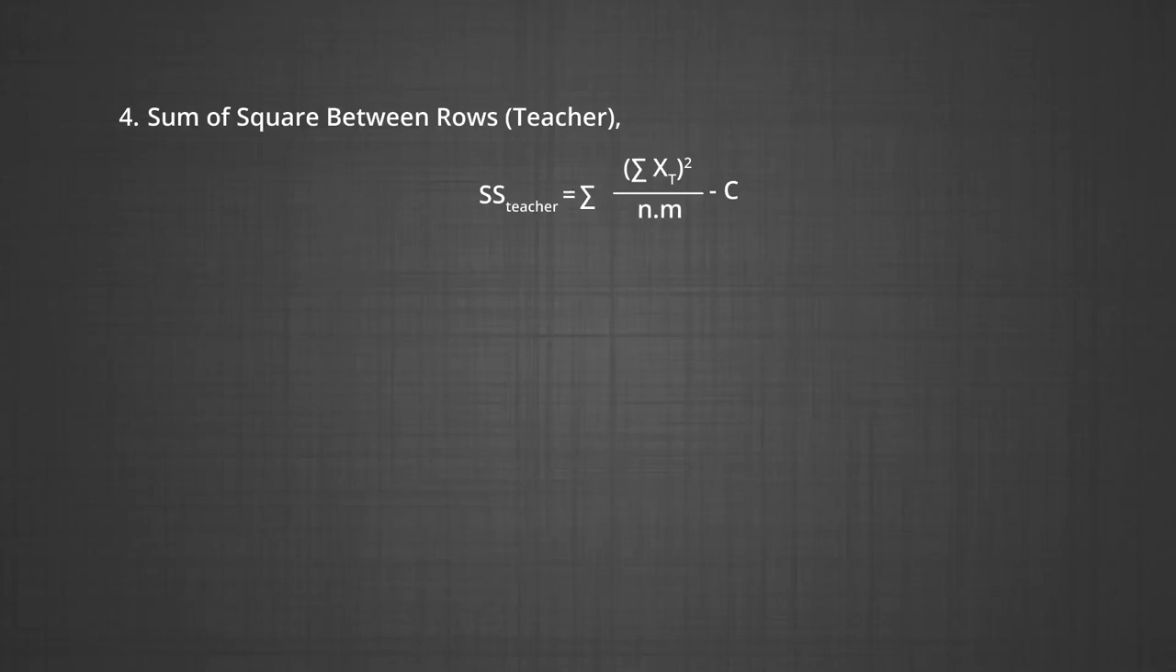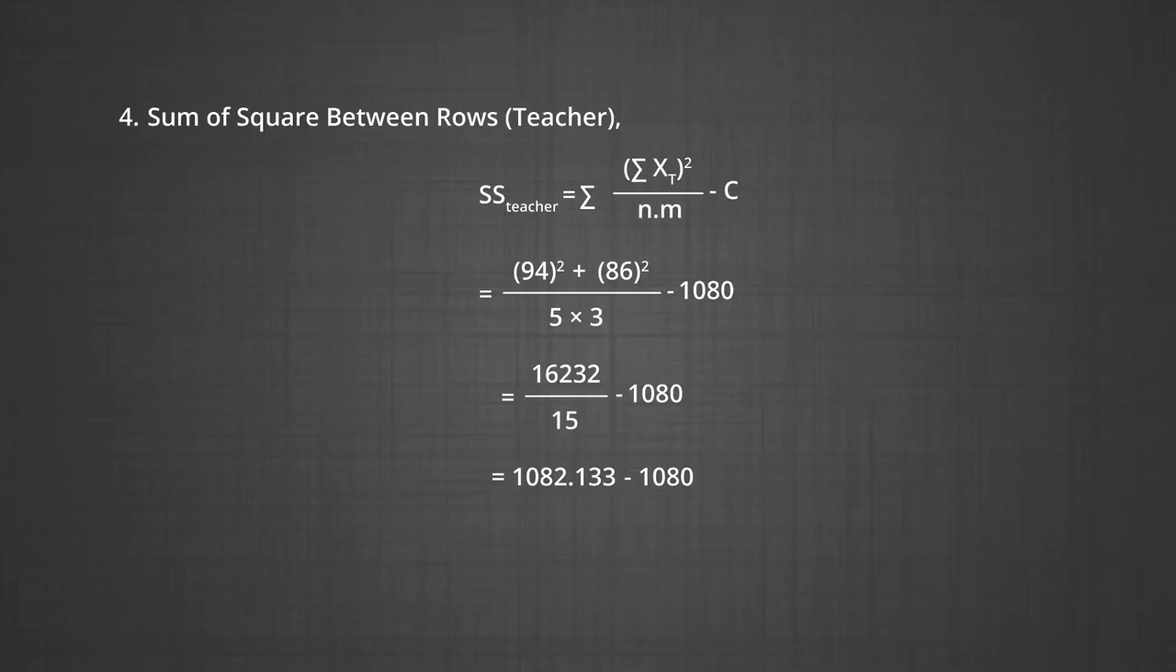Now we come to the calculation of sum of squares between rows. That's teacher. SS teacher is equal to summation of (sum x of teacher) whole square upon n times m, minus C. And the values are 94 square plus 86 square upon 5 times 3, minus 1080, which is equal to 1082.133 minus 1080, which is equal to 2.133.